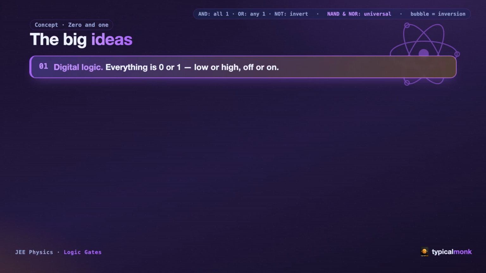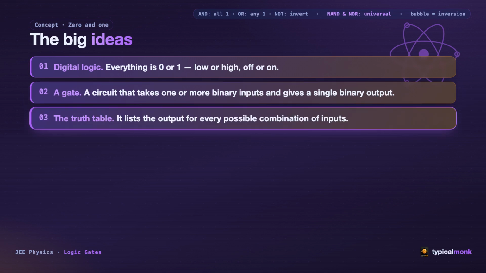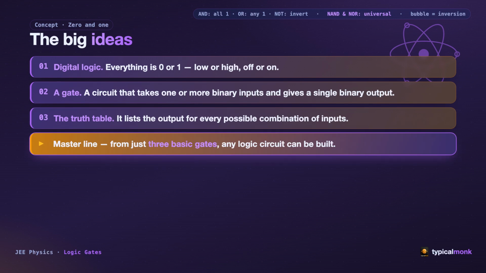Let us set the foundation. Digital logic. Everything is 0 or 1, low or high, off or on. A gate. A circuit that takes one or more binary inputs and gives a single binary output. The truth table. It lists the output for every possible combination of the inputs. Master line. From just three basic gates, any logic circuit at all can be built.